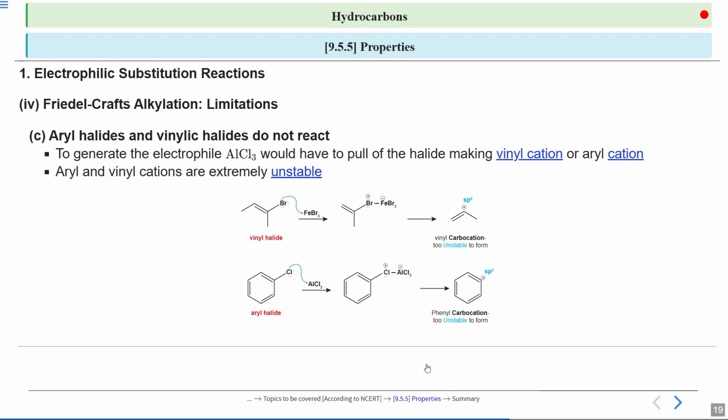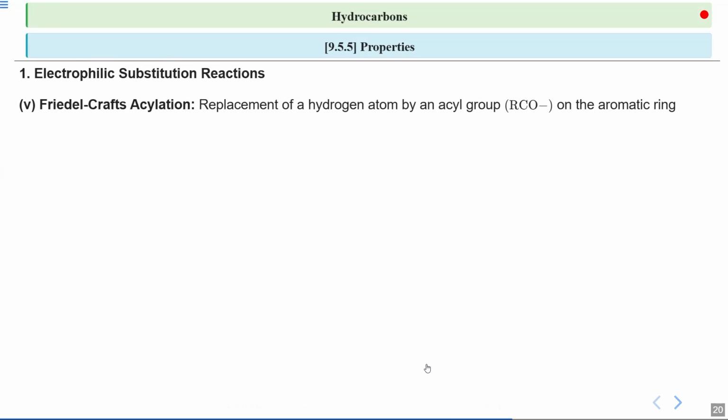Similar to that, if you take aryl halide and try to react it with AlCl3, then it will form a phenyl carbocation, which is very unstable, and this is not formed also. It is formed to a very small extent or not at all. Therefore, these two are not possible to undergo this Friedel-Crafts alkylation. So these were the limitations.